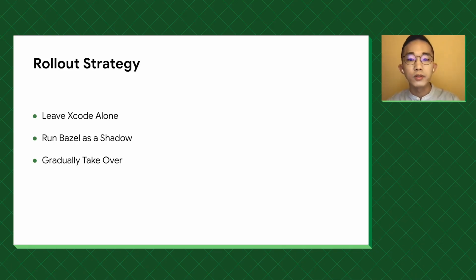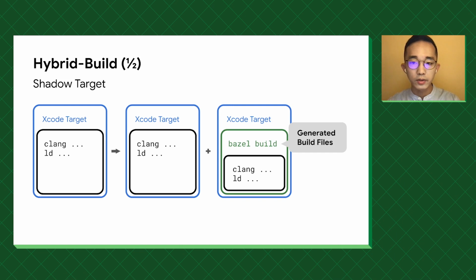The idea is simple. Don't touch the existing Xcode targets, and create a shadow one to build the same source files with the same config in Bazel. Then combine the two. We call this hybrid build. The workflow for the engineers stays the same, and because the build files are automatically generated, shadow targets will pick up changes in the original targets without human intervention.